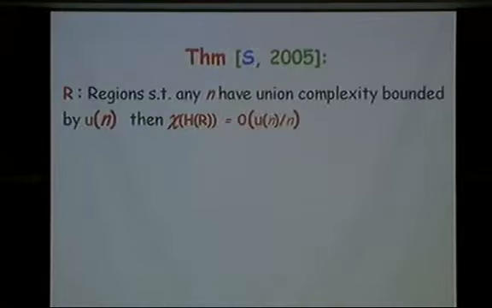Suppose we have a family of regions, such as pseudodisks, with the property that there is some function u on the integers for which the union complexity of any n regions out of this family is at most u of n. Then the chromatic number of the underlying hypergraph is at most order of u of n over n.